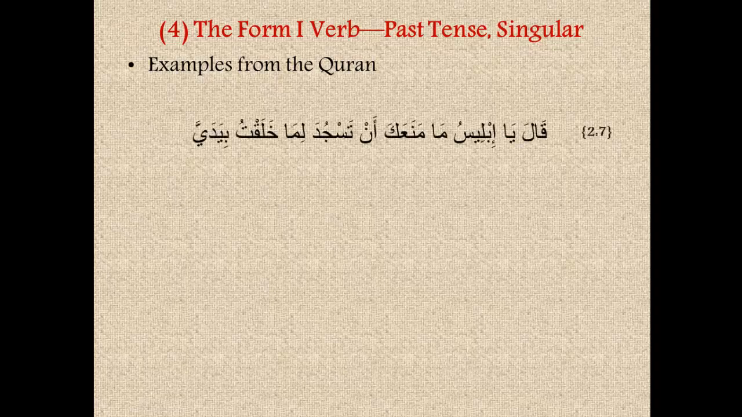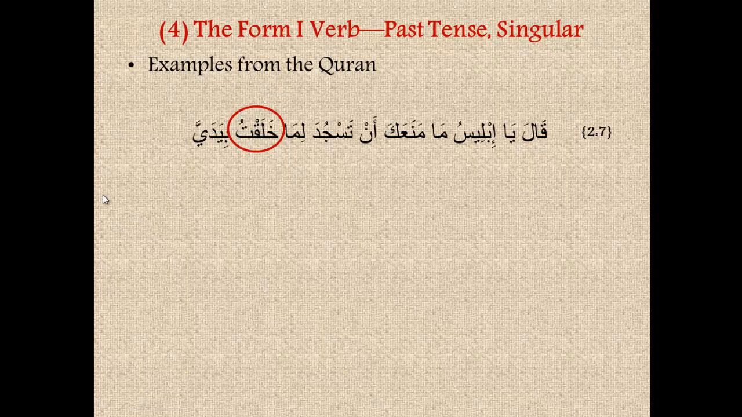We have some more examples. قَالَ يَا إِبْلِيسُ. Allah says, Ya Iblis, ma mana'aka, what prevented you from prostrating to that which I have created with my two hands? The verb here is khalaqtu, khalaqtu, which we conjugated earlier. We notice the tu at the end.